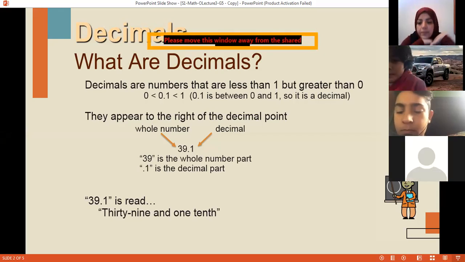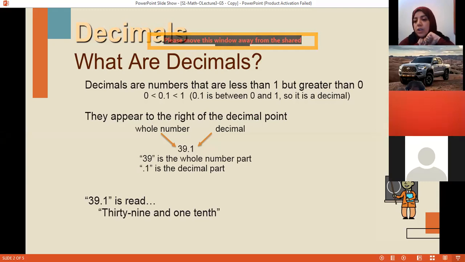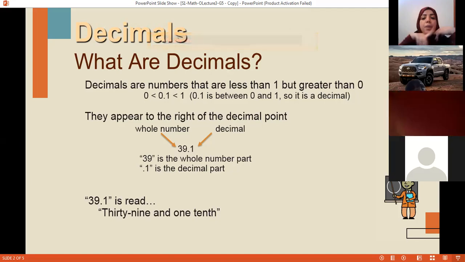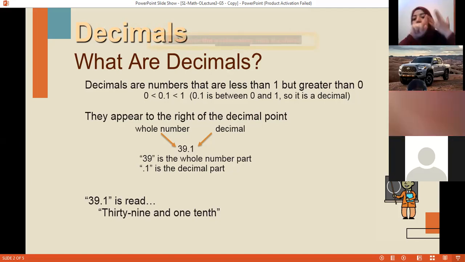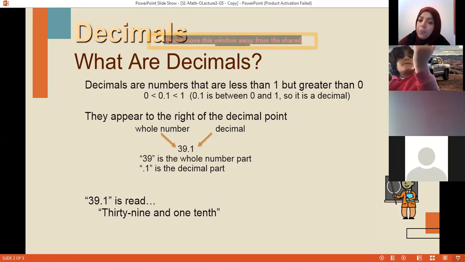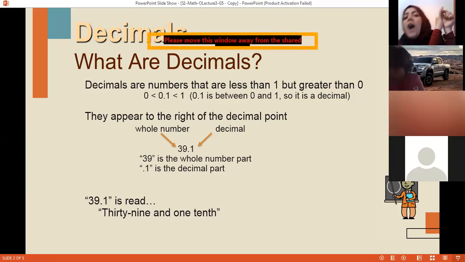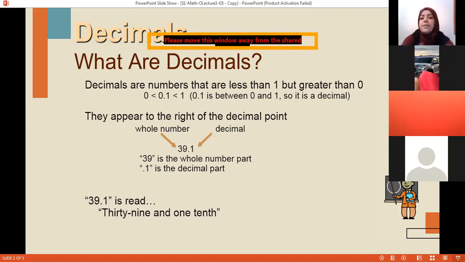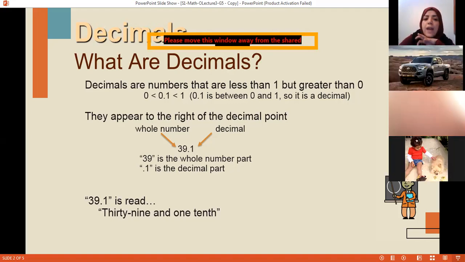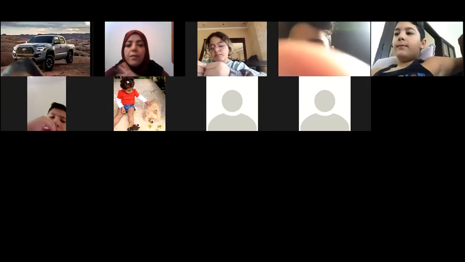So decimal numbers are numbers between two consecutive numbers, two numbers after each other. So for example, between 0 and 1, there are 0.1, 0.2, 0.3, 0.4, 0.5, 0.6, 0.7, 0.8, 0.9, and then 1. Okay? So this is a decimal number. Now I'm going to give you an example from real life, from our daily life.